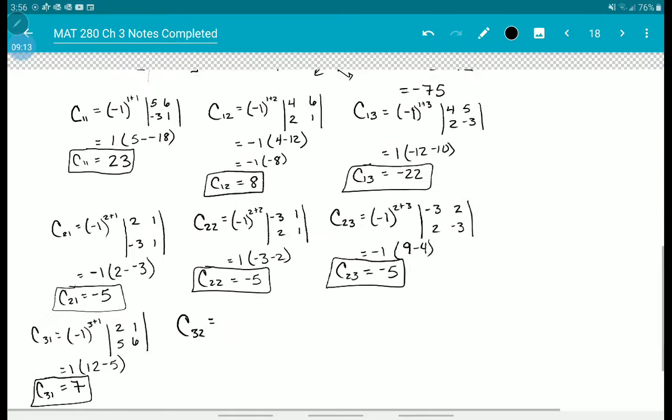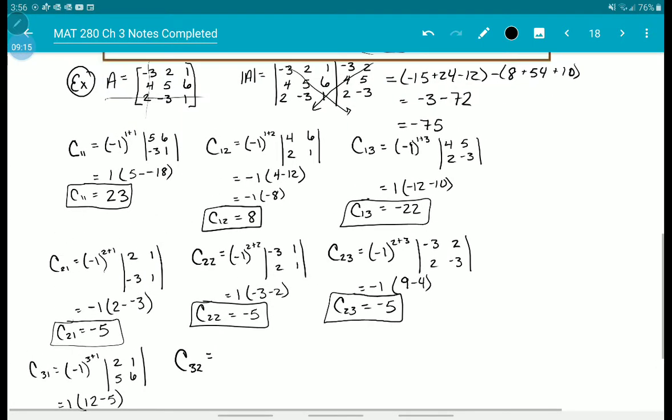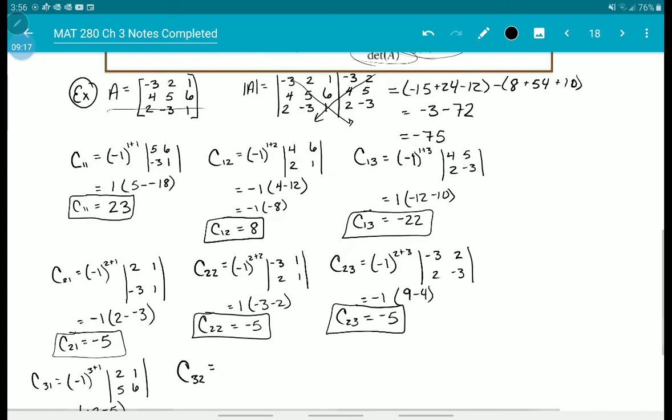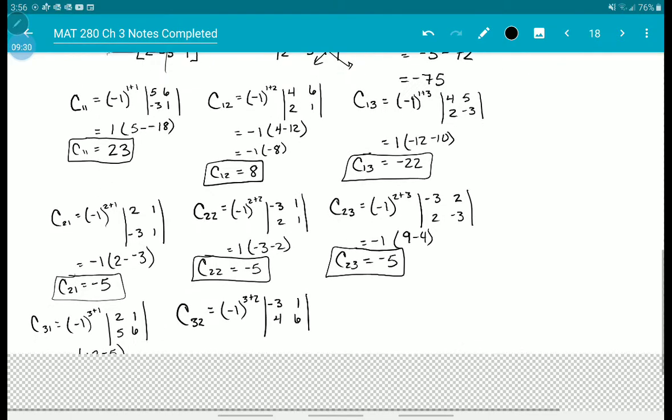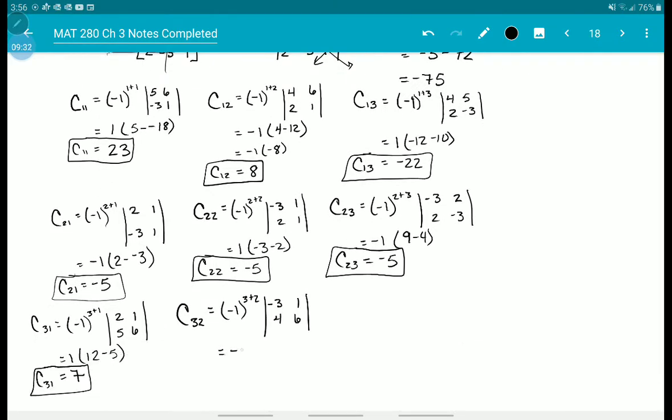C32. Take out that bottom row in the middle column. So we have negative 1 to the 3 plus 2 times the determinant of negative 3, 1, 4, 6. Negative 1 to the fifth is a negative 1. Negative 1 times negative 22 is a positive 22.